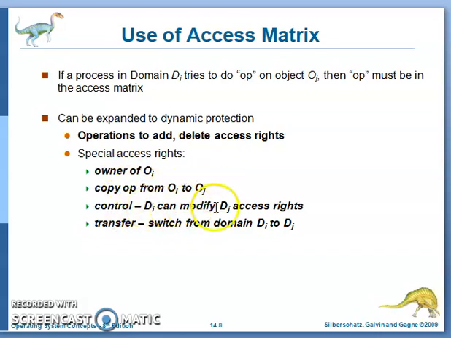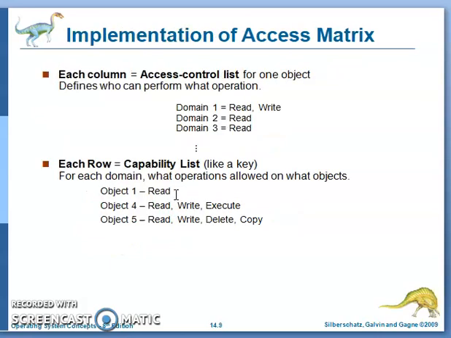Di can modify Dj's access rights. So a process executing in Di can modify the access rights in domain Dj, and transfer: a process executing in domain Di can be transferred or switched to Dj. These are the special access rights. One is owner, and copy, which is indicated with an asterisk, and control, and transfer. These are the four access rights. We will see all those access rights in the next slide.